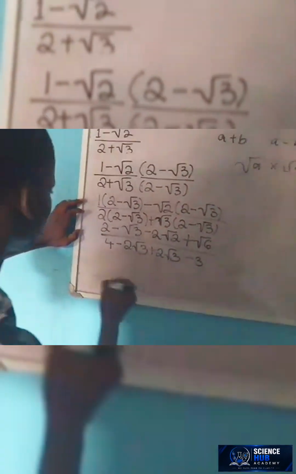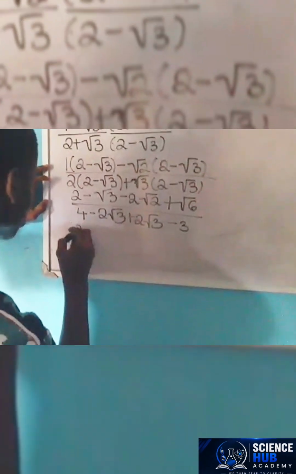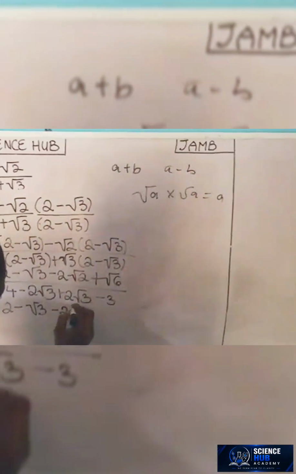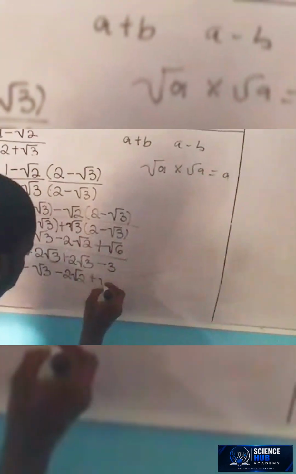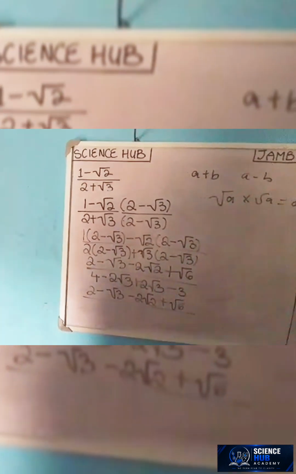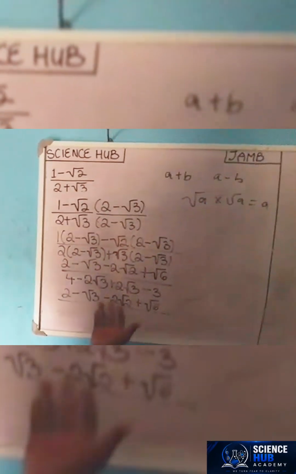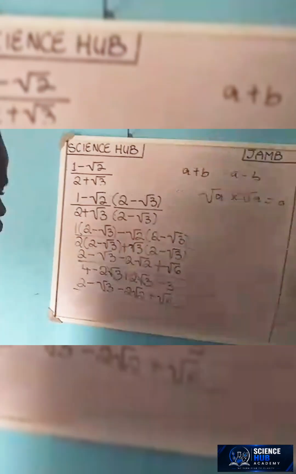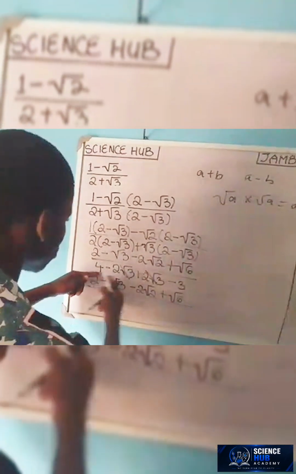So, we'll just write it the same way as it is. That is 2 minus square root of 3 minus 2 square root of 2 plus square root of 6 divided by. Now, looking at the denominator, you can see here that we have like terms. Minus 2 square root of 3 plus 2 square root of 3. They can cancel. Why? Because if you add them, it gives you 0. So now this is going to be 4 minus 3.